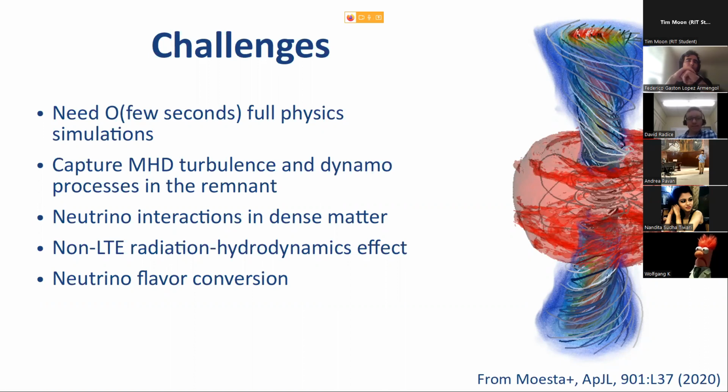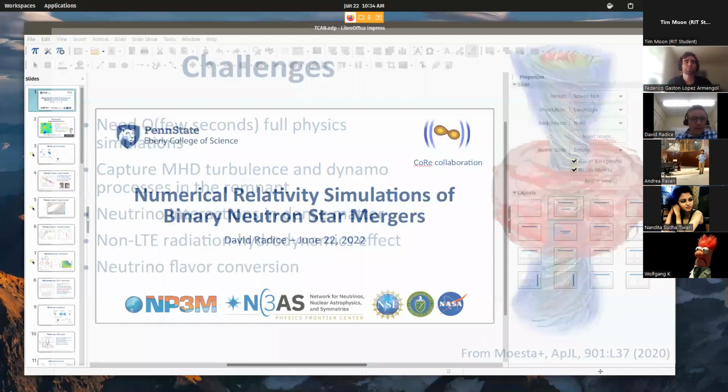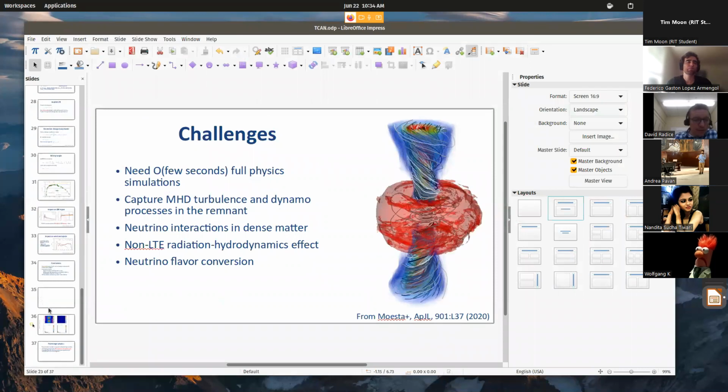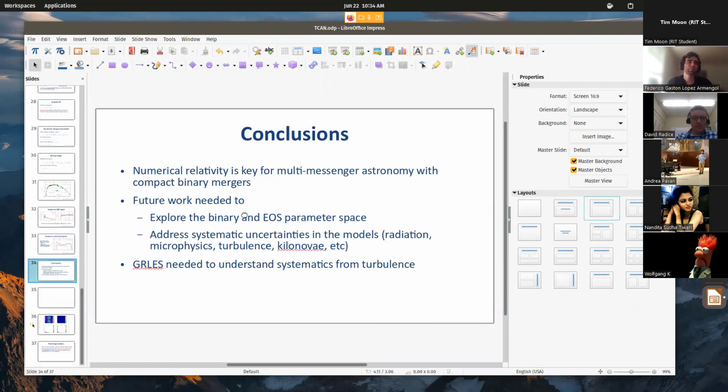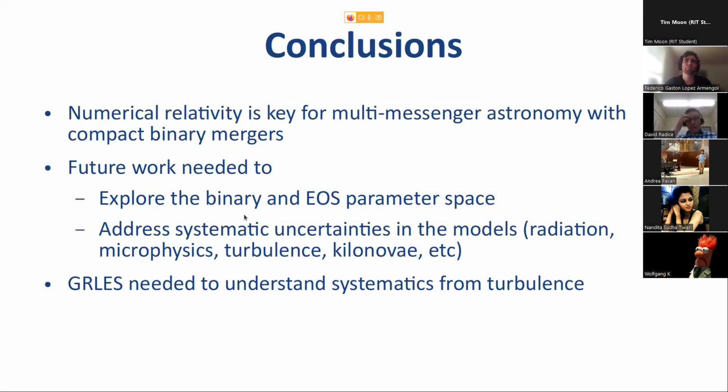local model. There are issues that need to be solved in understanding the interaction of neutrinos with dense matter, because as we were discussing a couple of days ago, neutrinos in neutron star mergers decouple from very high densities, higher than they do in core collapse supernovae, and we have already discussed the issue of neutrino flavor conversion. I think, in the interest of time, I will jump directly to my conclusion slide and conclude.